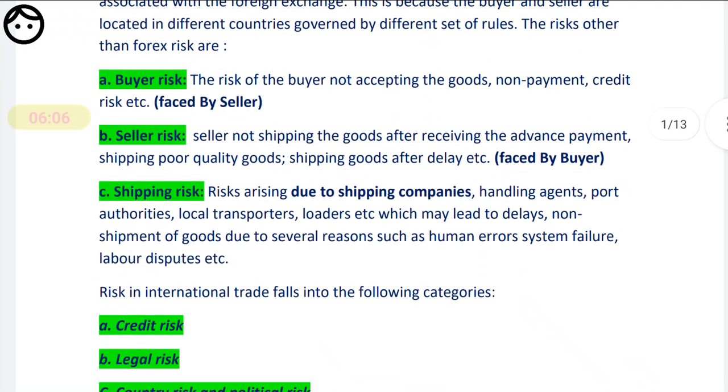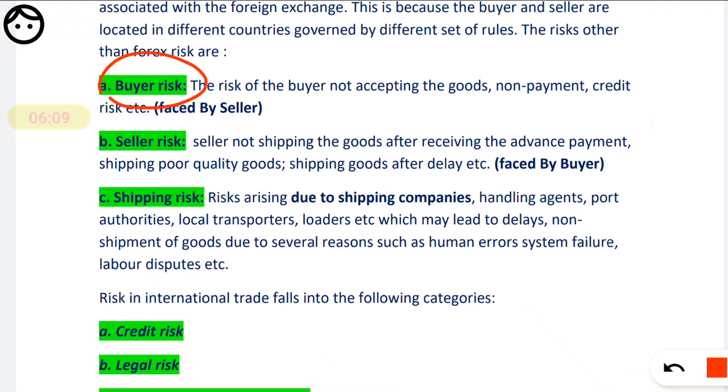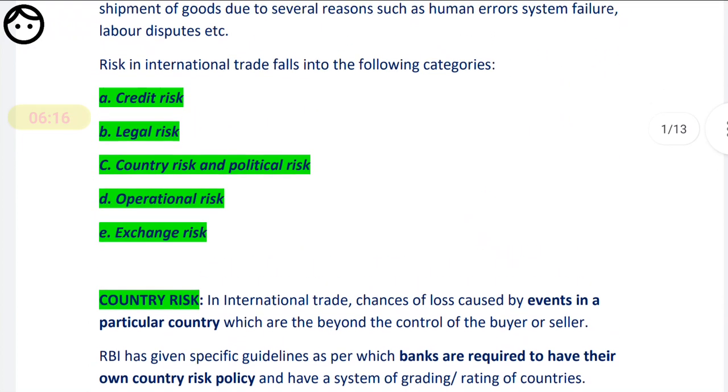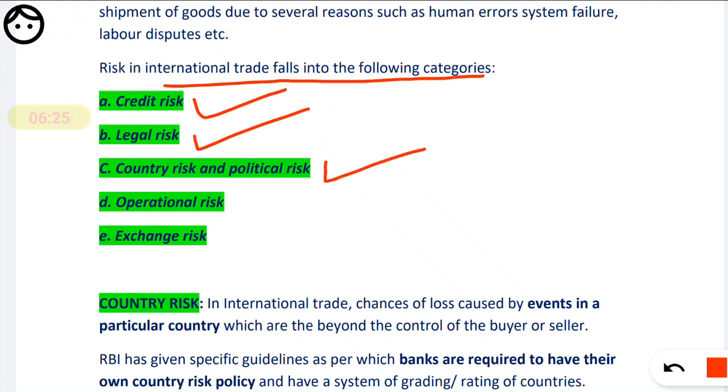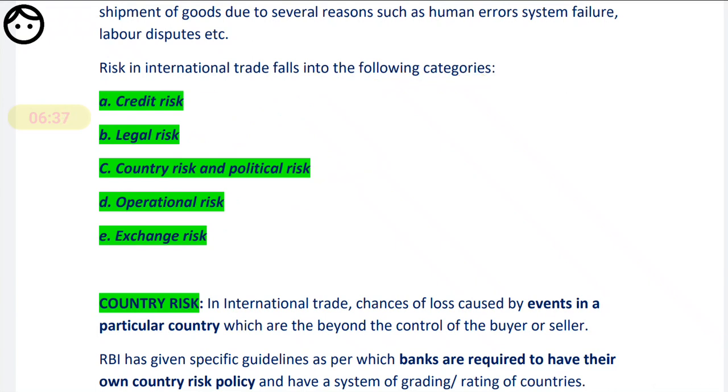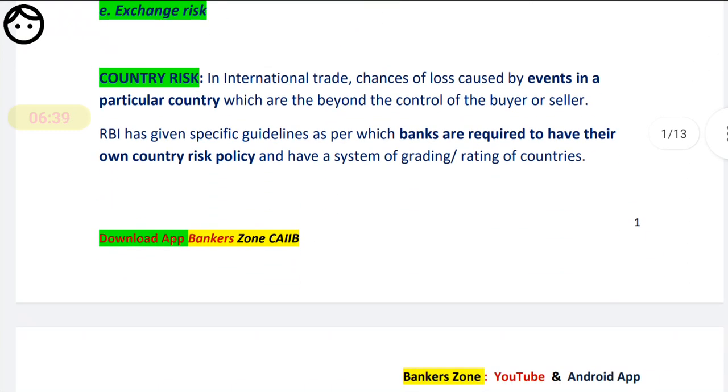Okay, but one thing you have to remember here: buyer risk is faced by the seller and seller risk is faced by the buyer. Now the next important thing: the risk in international trade falls into the following categories. It may be credit risk, legal risk, country and political risk, operational risk, or exchange risk. These are some major types of risk which the importer and exporter face in international trade. Now, one by one we will discuss the important ones.